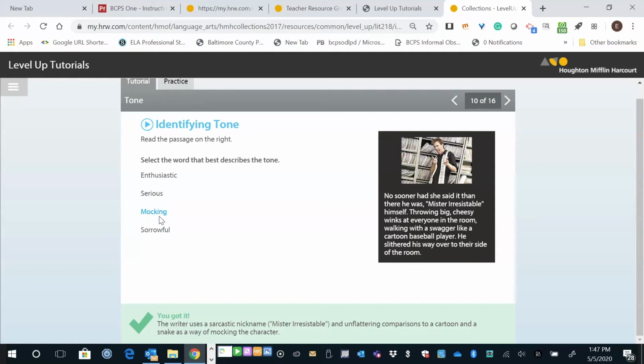If you chose the word mocking, you're correct. The writer uses a sarcastic nickname, Mr. Irresistible, and unflattering comparisons to a cartoon and a snake as a way of mocking the character.